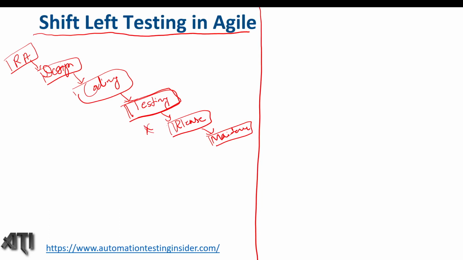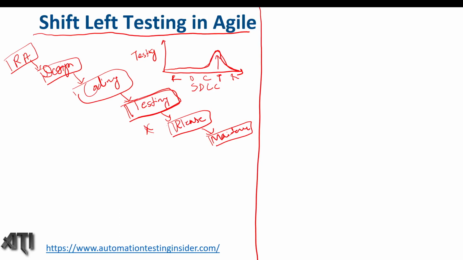Now how does it look if you draw a chart? Let's say this axis is testing and this is the software development life cycle. We have requirement analysis here, design, coding, testing, and release. So earlier, testing looked like this: we put the testing effort just before the release. Here you can see that this is testing.